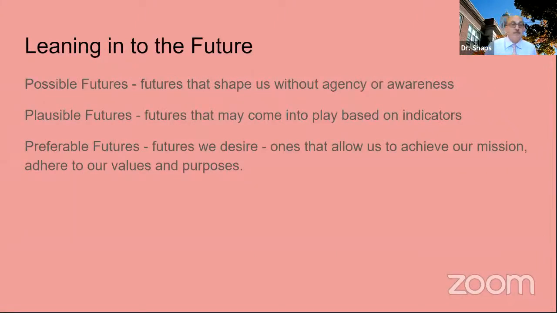So just to summarize and put it in perspective, one of the things we learned from this process is that when you think about future planning, there are futures that talk about possible futures, futures that are likely to happen or exist, but that don't necessarily provide a sense of agency for individuals, for communities, for nations, or an awareness of what's coming forward. The second type is plausible futures, where we know, based on certain indicators as I described, the things that are likely to happen in the near term and what they may look like. The final type of futuristic thinking is preferable futures, and that's futures that we want, desire, and that allow us to achieve our mission, in this case our school district's mission, and adhere to our values and purposes.